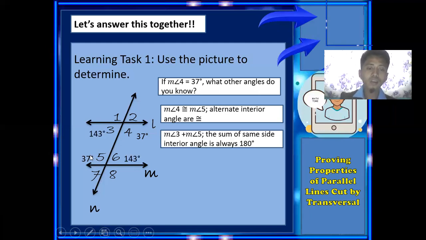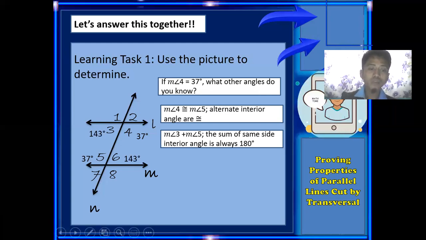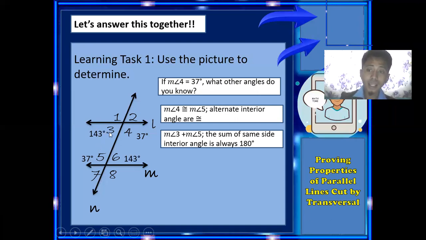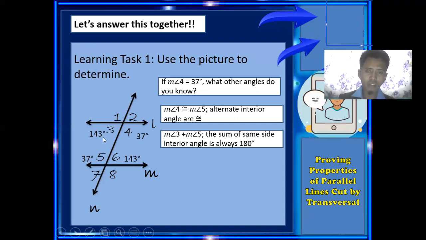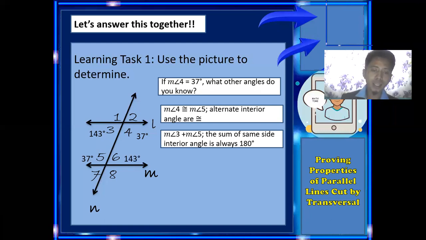Then next is the measurement of angle 3 and the measurement of angle 5. If you observe, that is 180 degrees. That is always 180 degrees because that is the concept of same side interior angles. It should always be equal to 180 degrees.